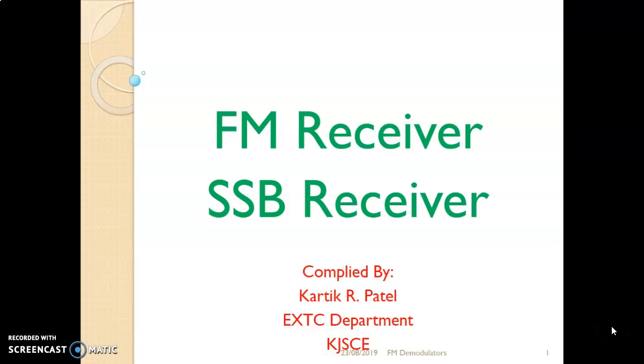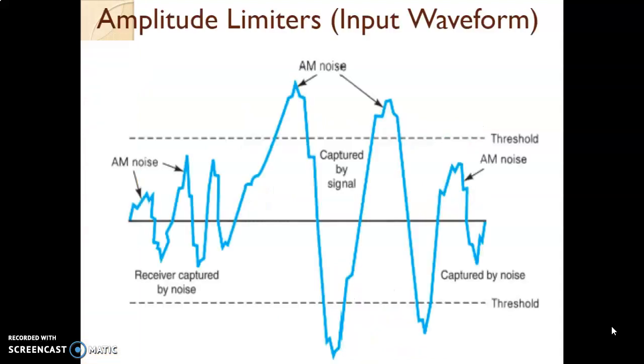In this lecture, we will study the FM receiver, and along with that, we will also study one type of AM receiver, which is the single sideband receiver. Now, before starting the concept of the receiver, I would like to explain one concept of amplitude limiter, which is related to frequency modulation.